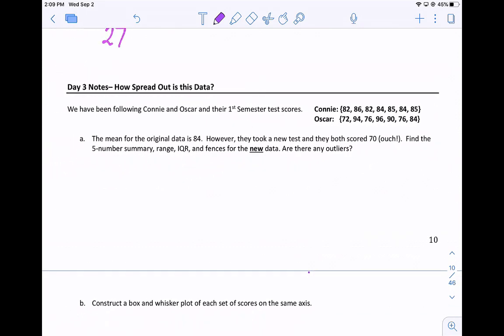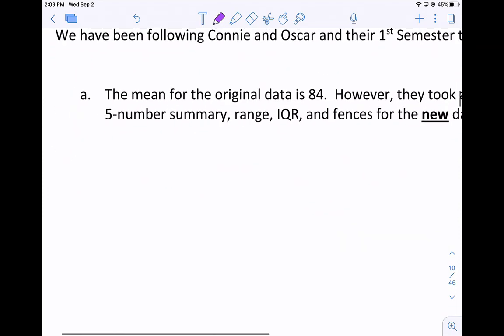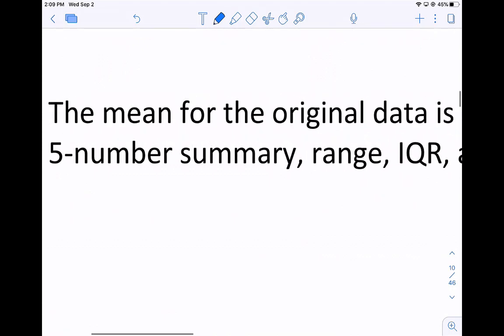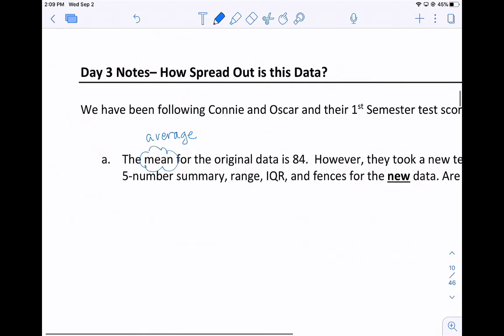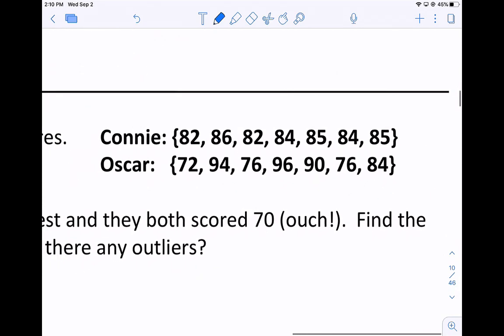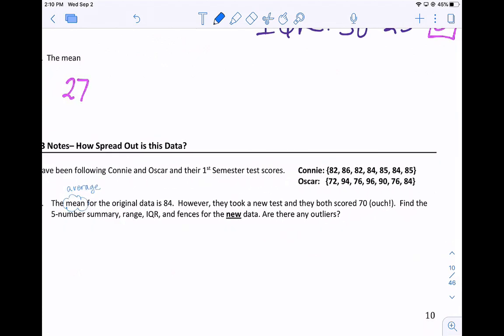So for A, it says the mean for the original data is 84. If you recall, you've figured this data out before. I think it asked in one of the previous questions. And if you've forgotten, mean is another word for average. So to find the average, all you have to do is add up the numbers and then divide by how many there are. For both of these sets of data, Connie's and Oscar's, the average is 84. And it says, however, they took a new test and they both scored 70.